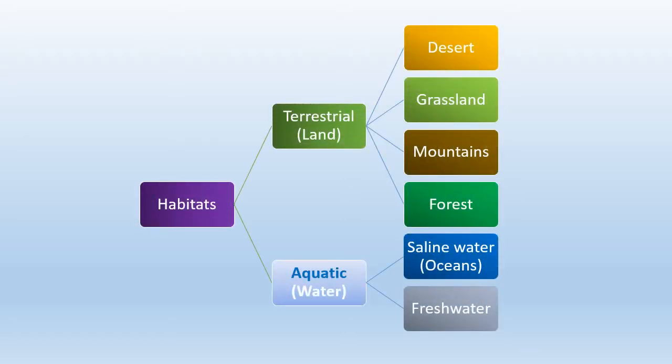There are two main habitats, land or water. Land is called terrestrial habitat and aquatic means the water. Terrestrial, we will see four main types: desert, grassland, mountains and forest. And aquatic water, we will see two: freshwater ecosystem and saline water. Saline means ocean, the salty water which is present.